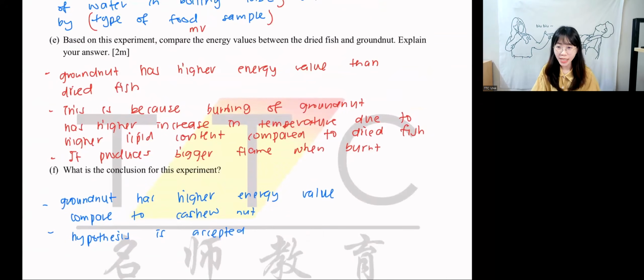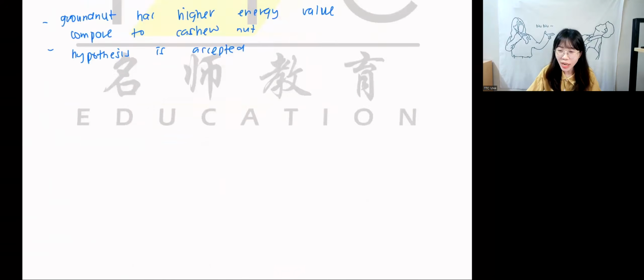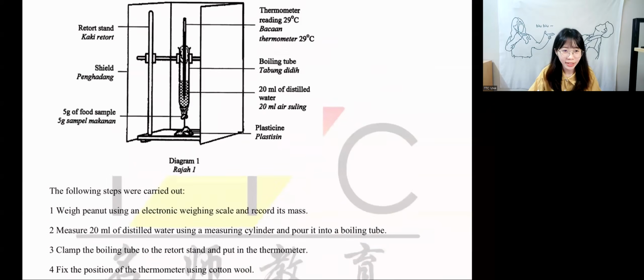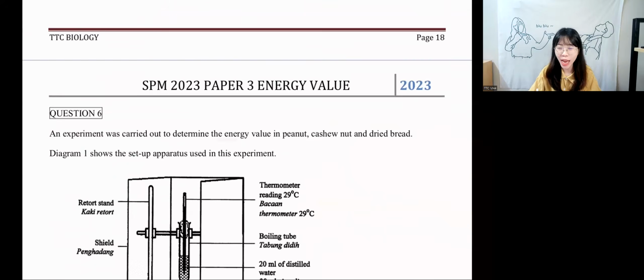Okay, now done. Does everybody have questions on this question? Anybody has anything to ask? If not, I'm going to try another question. Okay, let's look at another question. Let's look at question 6, page 19.